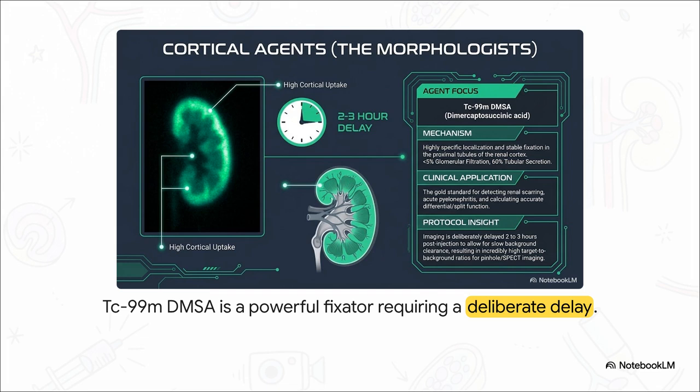Once it fixes to the proximal tubules, it gives us remarkably high target-to-background ratios. It remains the absolute gold standard for detecting acute pyelonephritis and mapping out structural renal scarring.